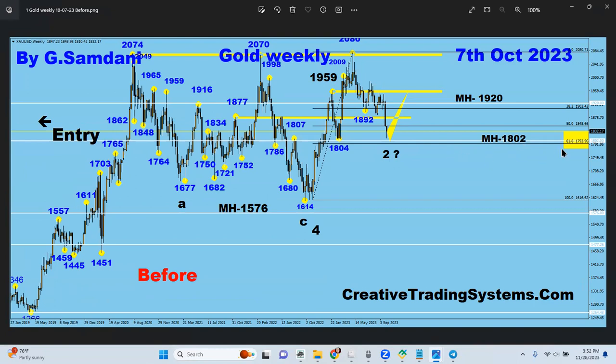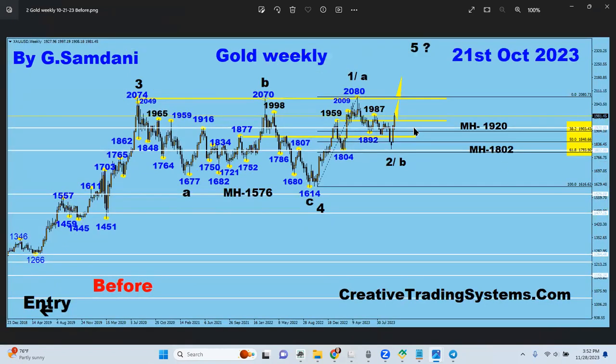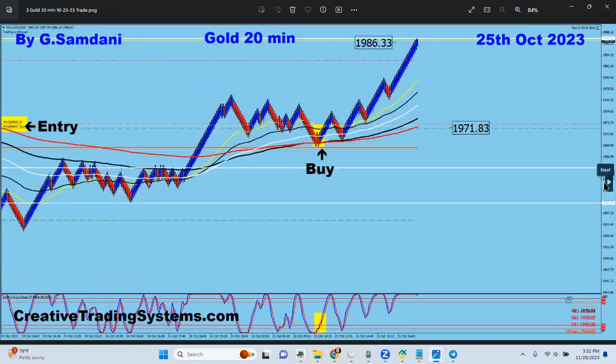So 1802 and 61%, this is the chart I made on October 7th. And look what happened to this chart. It started bouncing and then went up to 1959, even higher to 1987 this time. So I said, okay, let's continue to the upside, and I started taking the long.